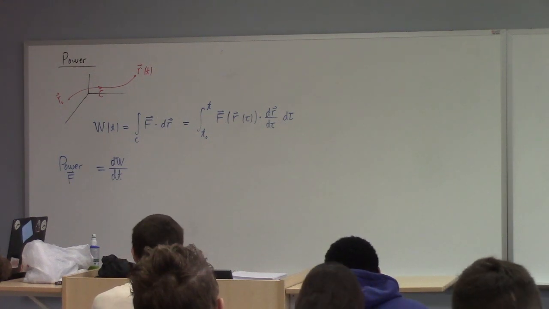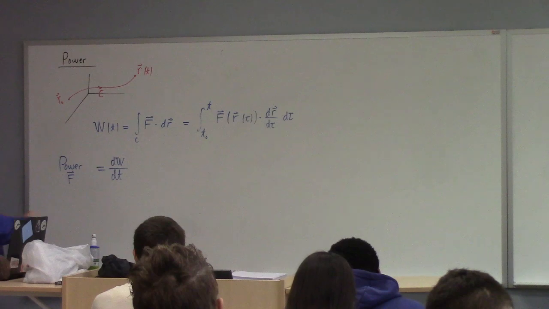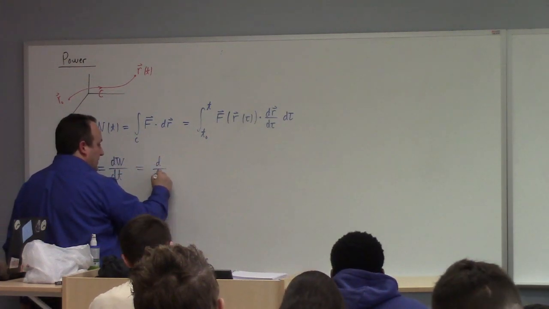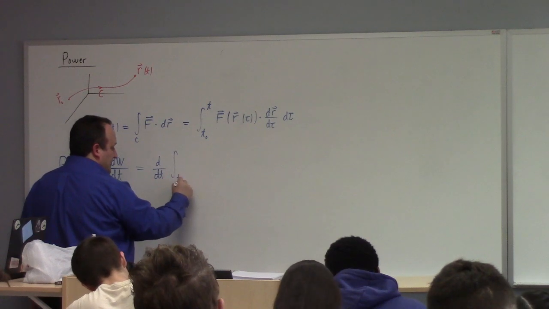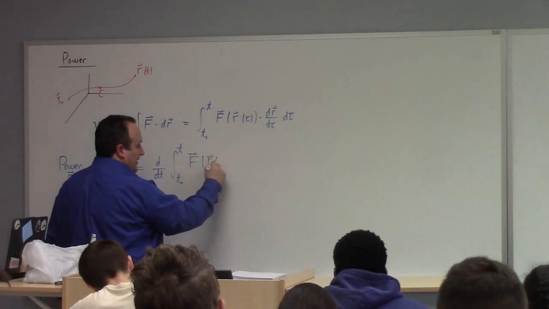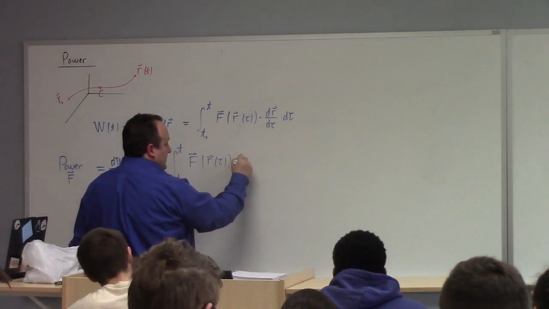What happens if we differentiate this formula here? How's that go? d dt of the integral from t naught to t of F of r of tau dotted with dr d tau?